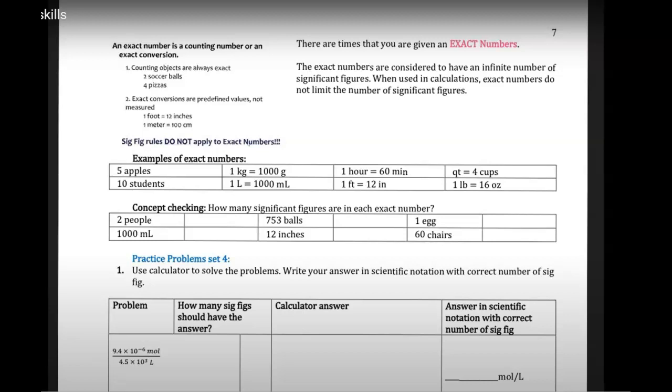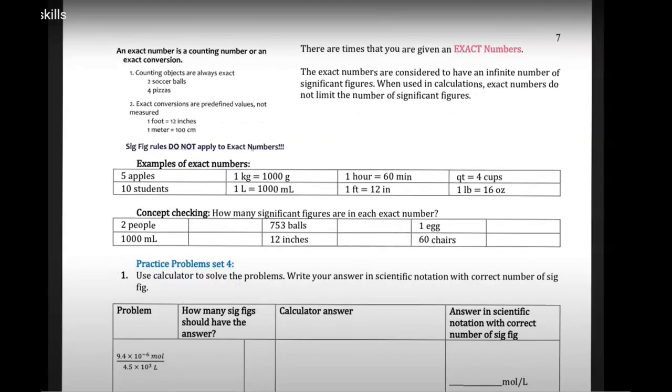Or if you're using conversion factors, like we know that 12 inches always equal 1 foot. So this is not a measurement, this is not an estimation, this is just the conversion factor. We know that for a fact. Or we know that 1 hour is 60 minutes. So those are not measurements, so you don't look at the significant figures for something like this. So you can look at the examples over here.